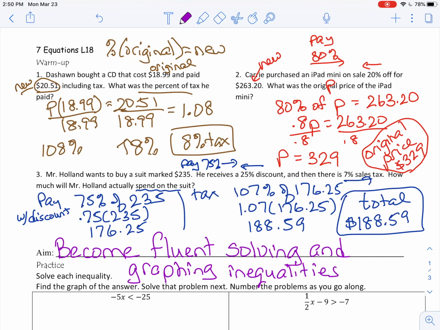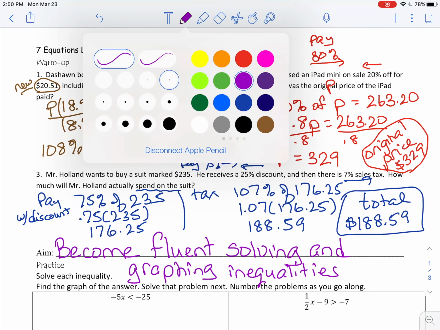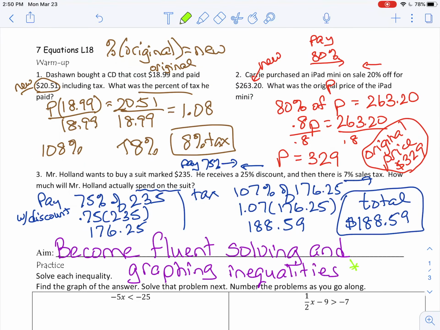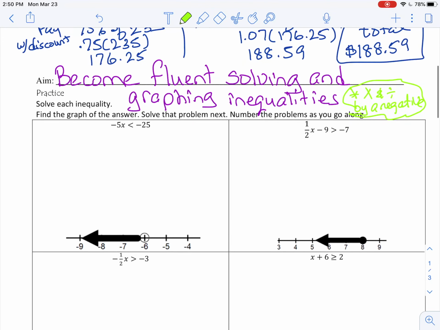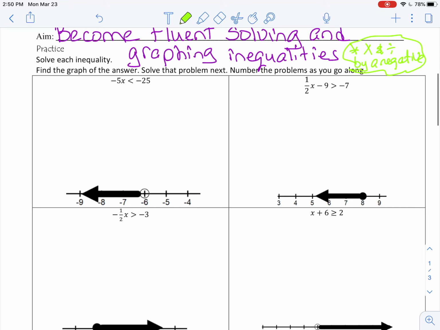inequalities. And remember, the hardest part here, the part that you really, really have to pay attention to, is when you multiply and divide by a negative. If you multiply or divide by a negative, then that inequality sign changes directions. That's what you have to pay attention to every single time.